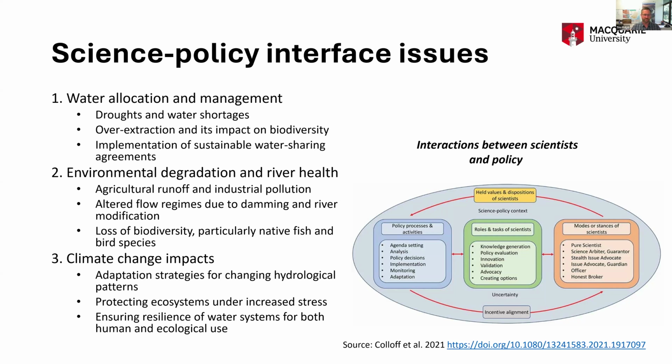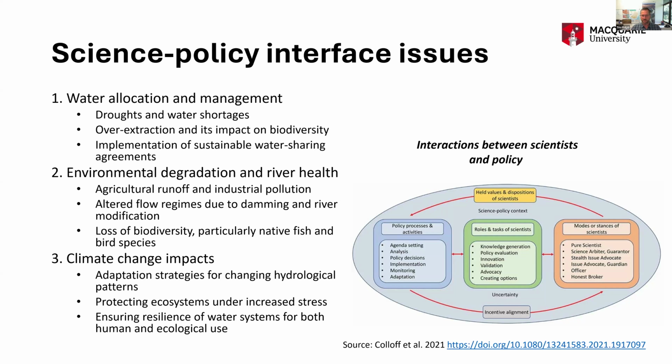And from these, I've identified just three major issues which really sit at the science policy interface that Australia is grappling with at the moment. The first is water allocation and management. Of course, this occurs and is important across federal, state, and local boundaries. And so what we're talking about here is really concerns over droughts and water shortages, things like over-extraction of water and its impact on biodiversity, and the implementation of sustainable water sharing agreements.